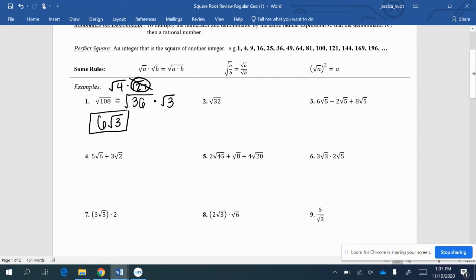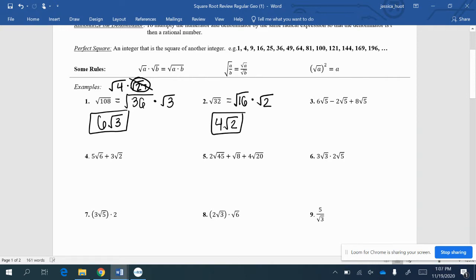So here for 32, I'm just taking my calculator, 32 divided by 4. That gives me 8. But I don't think that's the highest perfect square, so let's just keep going. 32 divided by 9, decimal. 32 divided by 16, 2. That's pretty good. So the square root of 16 times the square root of 2. The square root of 16 is 4, so 4 times the square root of 2 there.